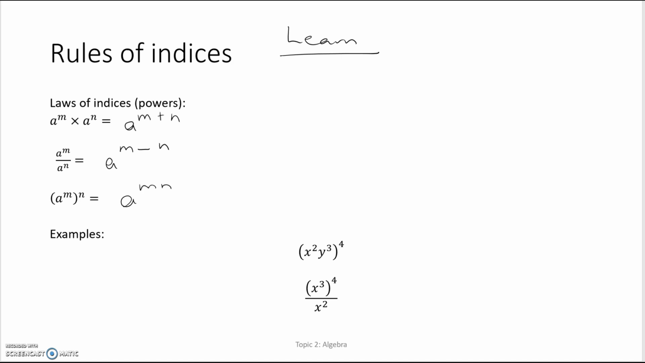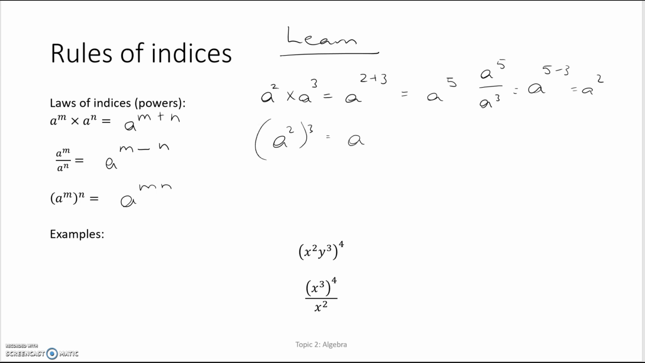Let's have a look at some examples. We've got a squared times a cubed. That would be a to the power of 2 plus 3, which is a to the power of 5. A to the power of 5 over a to the power of 3 would be a to the power of 5 minus 3, which is a squared. Something like a squared, cubed, would be a to the power of 6.